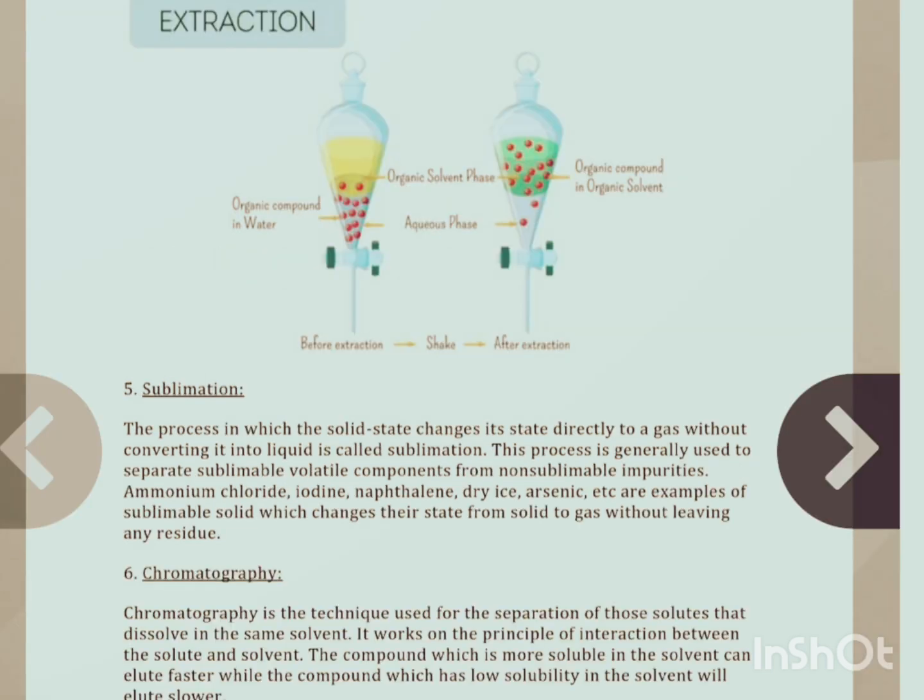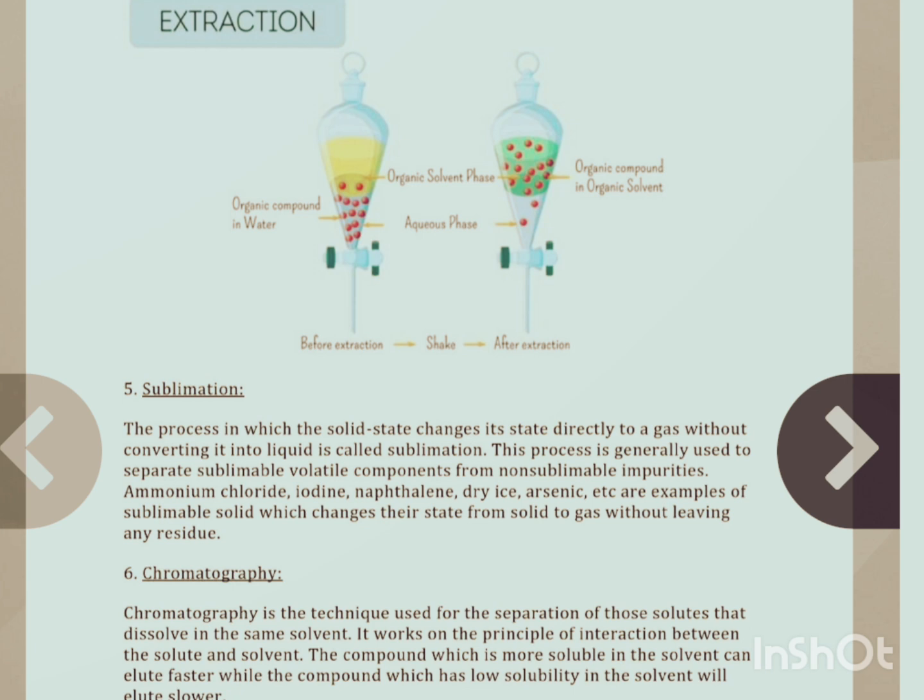Next we have sublimation. Sublimation is the process in which a solid state changes directly to a gaseous state without converting to a liquid. The process is generally used to separate volatile sublimable components from non-sublimable impurities. Ammonium chloride, iodine, naphthalene, dry ice, arsenic, etc. are examples of sublimable solids which change their state from solid to gaseous without leaving any residue.